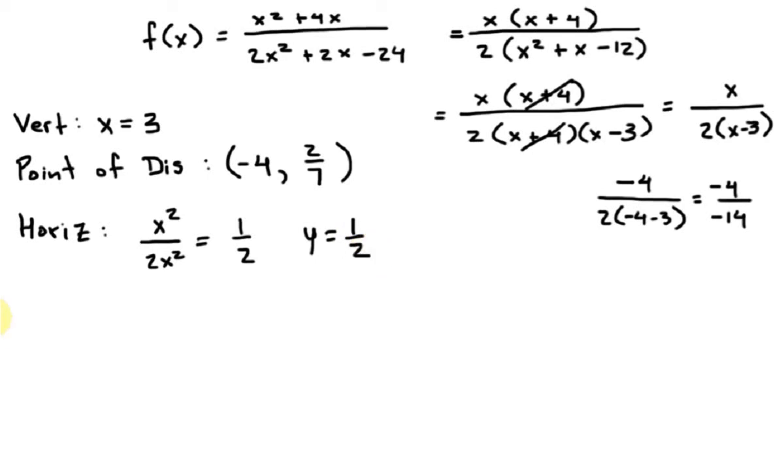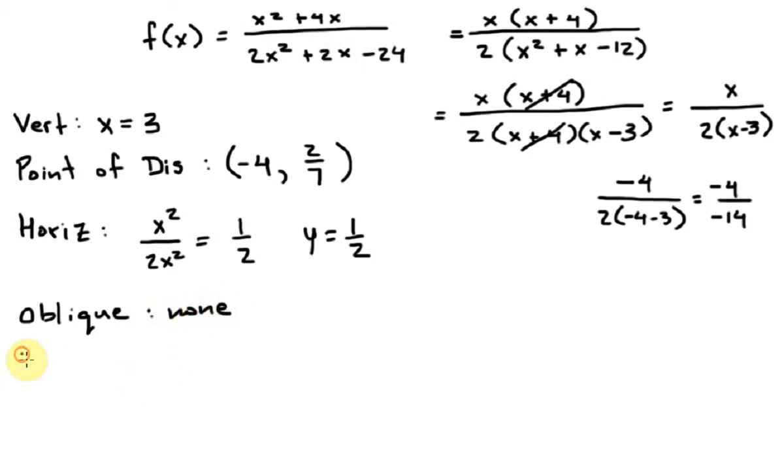All right, so now I've got to look at oblique. Oh, wait a minute. I don't think we have any, because we just established that if you look here, or you look back at the original, they have the same degree on the top and the bottom. So as far as oblique asymptotes, there are none.